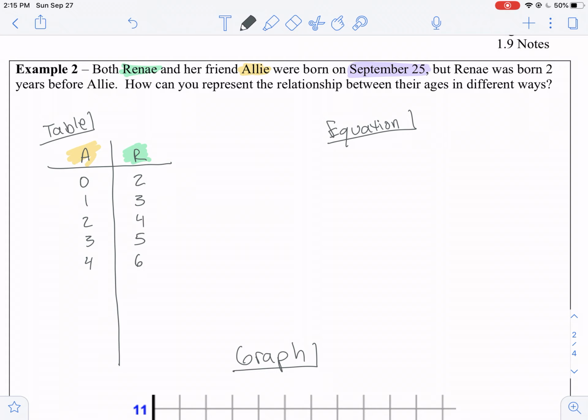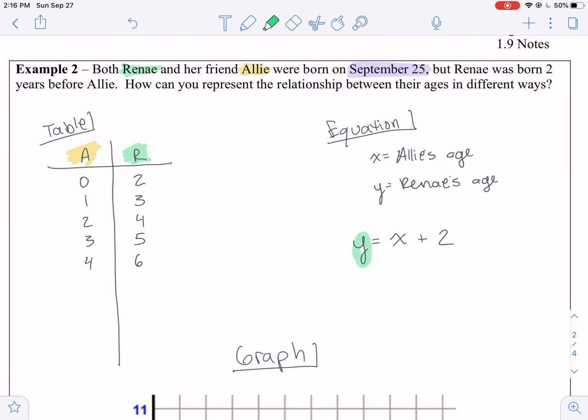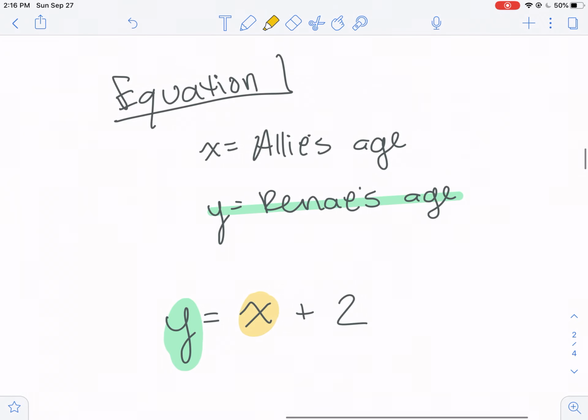Okay, cool. Now let's write an equation. Let's say that x is Allie's age, and let's say that y is Renee's age. Then we can say that Renee's age is Allie's age plus 2. Because if you want to find out how old Renee is, you just take Allie's age and you add 2 to it. Is this the only possible equation we could have?